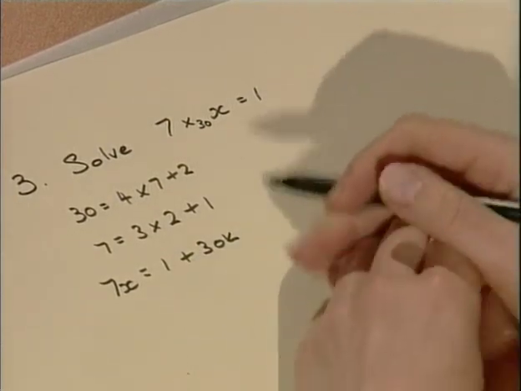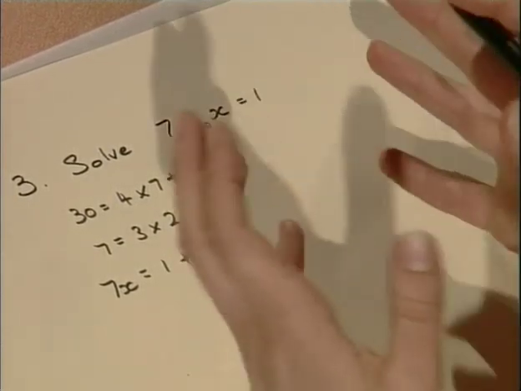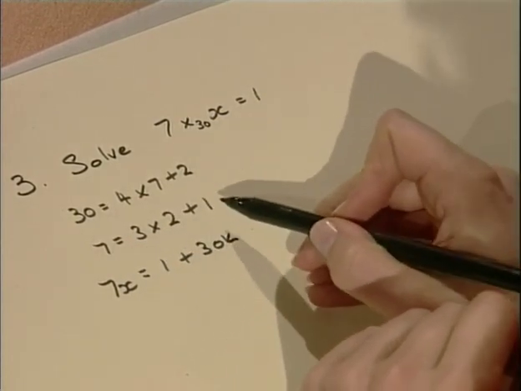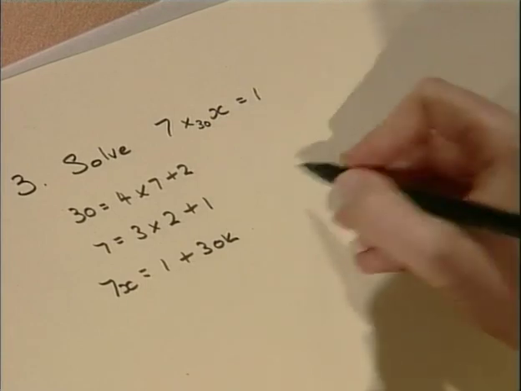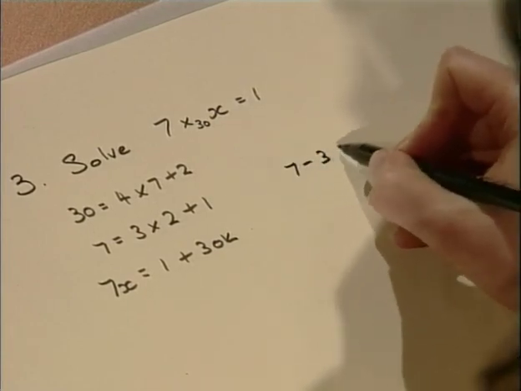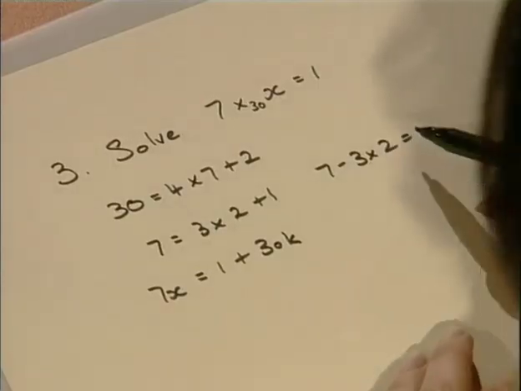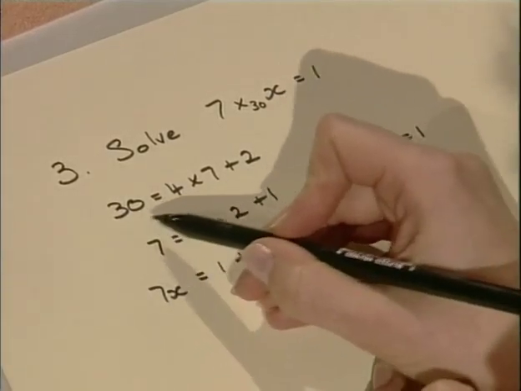So I'm trying to find an expression 7x equals 1 plus 30k. And don't worry, it isn't as bad as it sounds. Now, in my target expression, if you like, I've got this 1 here, so I think I'll start by trying to find an expression for just 1, and I can get that by rearranging this second equation here. So solving this for 1 gives me 7 minus 3 multiplied by 2 equals 1. Now, there is another way that I could express this 2 here, for example, by rearranging this equation here.